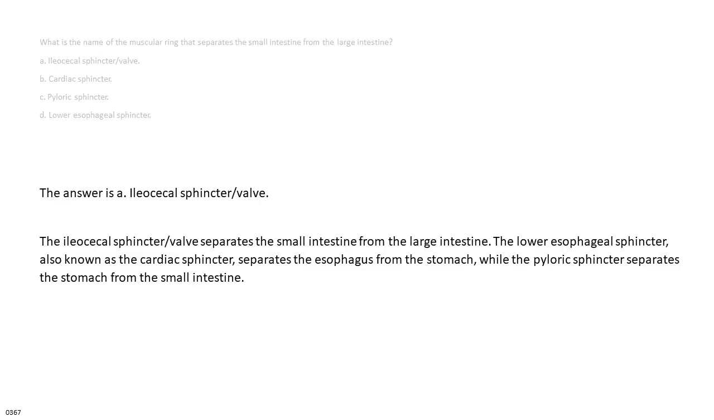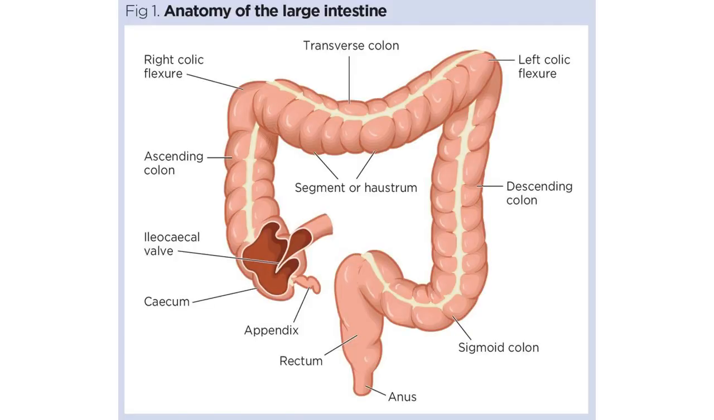The answer is A. Ileocecal sphincter, valve. The ileocecal sphincter, valve separates the small intestine from the large intestine. The lower esophageal sphincter, also known as the cardiac sphincter, separates the esophagus from the stomach, while the pyloric sphincter separates the stomach from the small intestine.